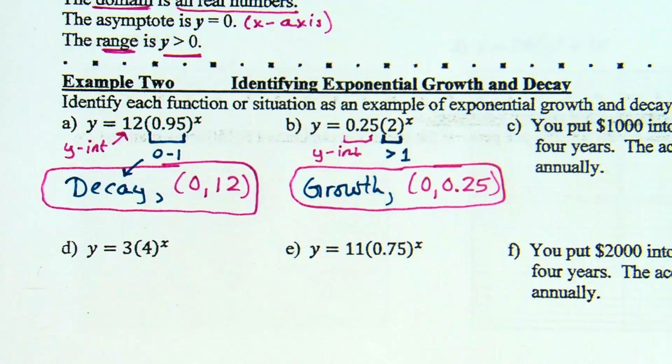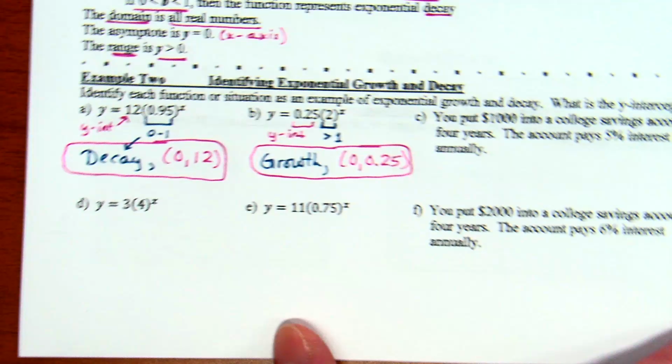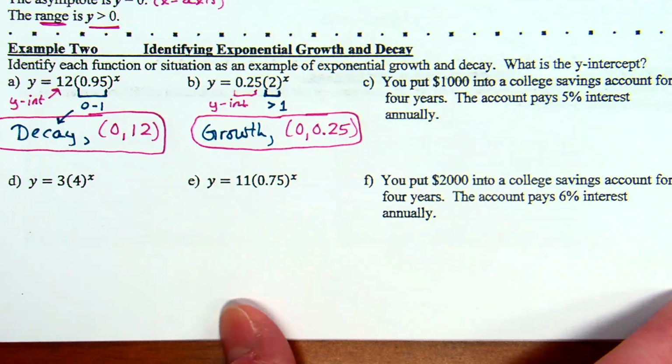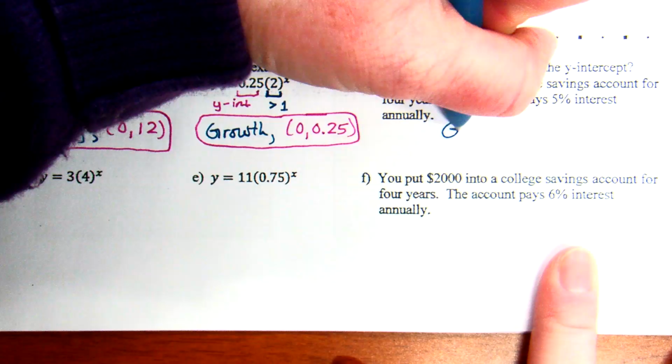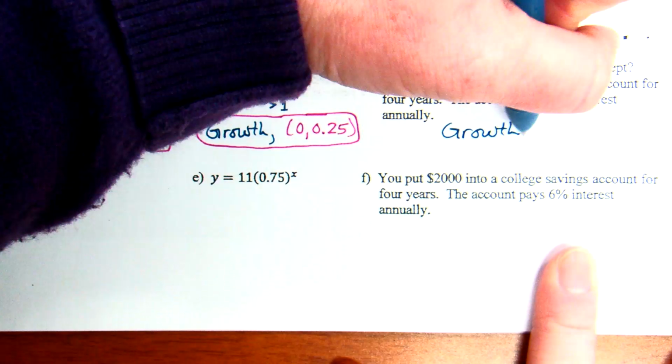Okay, C. Sorry, you have to put your reading brains on for a moment. You put $1,000 into a college savings account for 4 years. The account pays 5% interest annually. Growth or decay? If they're paying you 5% interest, your money is growing, right? And so, that's where I said you have to read. Sorry, not sorry, I should say. So that's growth.